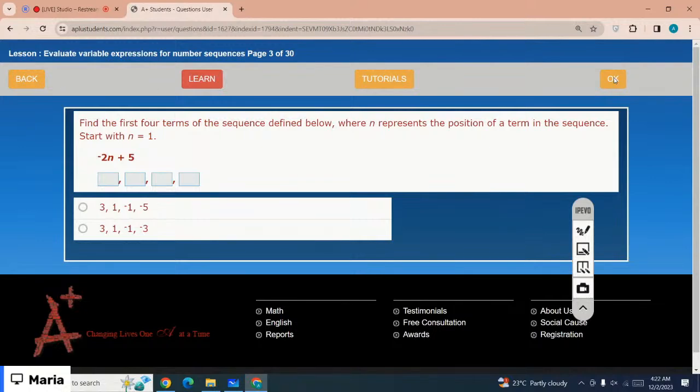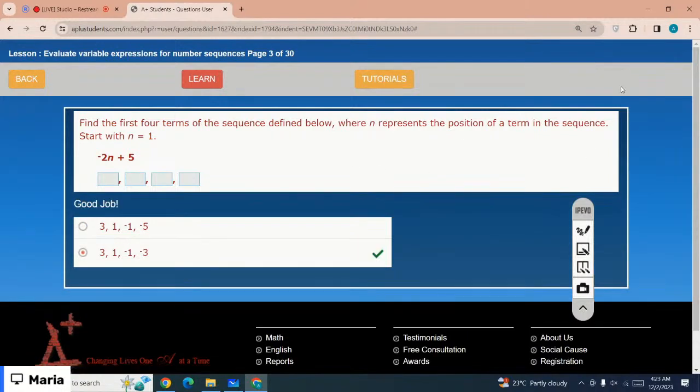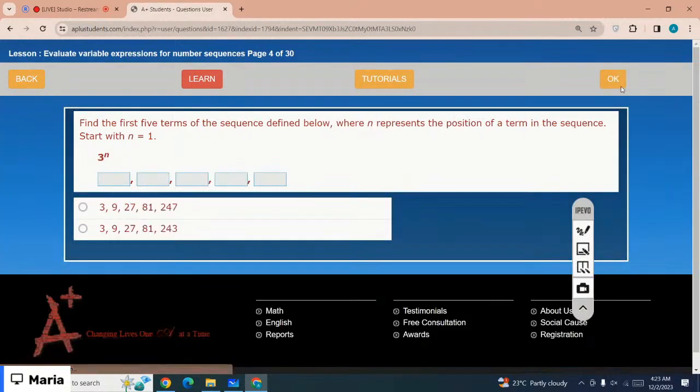So which is the correct option? Yes, the correct option is option number 2. Very good. Option number 2 is the correct option: 3, 1, -1 and -3. Please do not guess the answers. Use your notebook and pencil to evaluate the values, right?